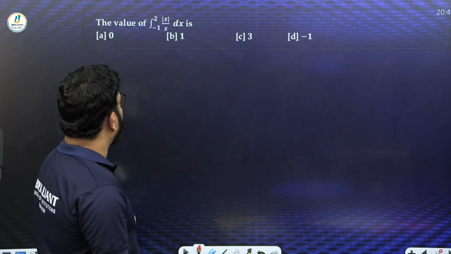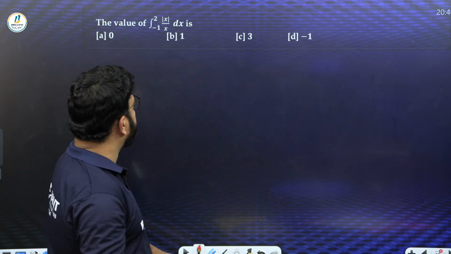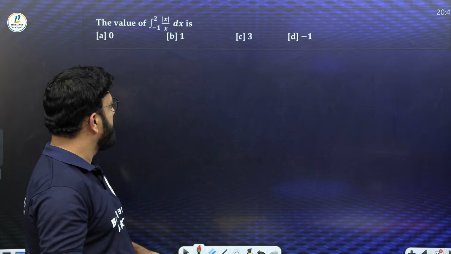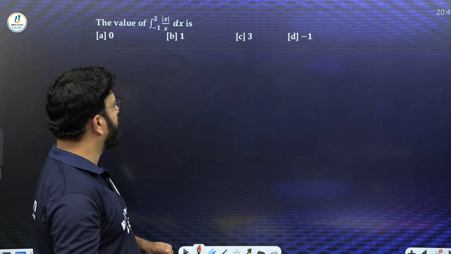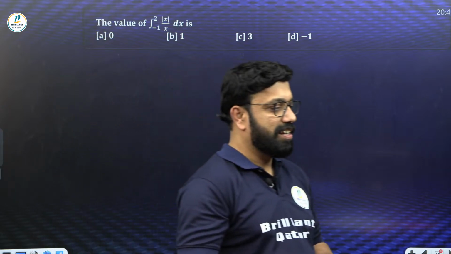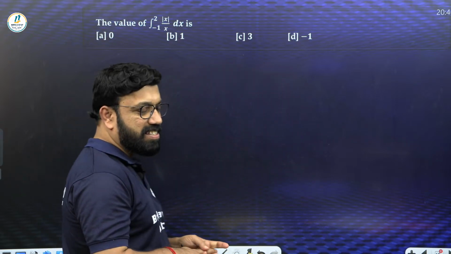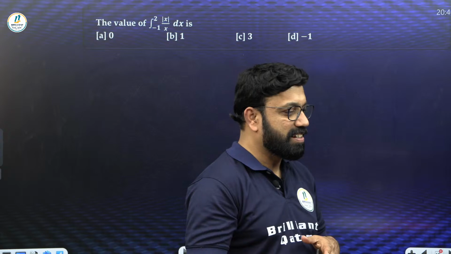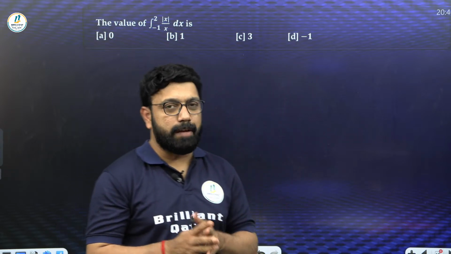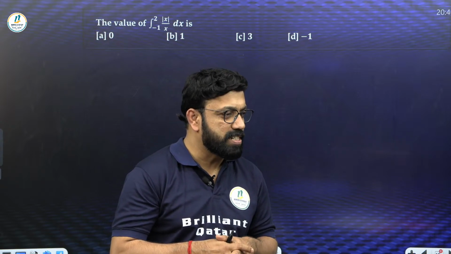The value of integral minus 1 to 2 of modulus of x by x dx is dash. Option A is 0, option B is 1, option C is 3, option D is minus 1. A good question. Modulus integration. Which function is actually it? Mod x by x. You learn in grade 11 very clearly different types of functions. Modulus of x by x is which type of function?